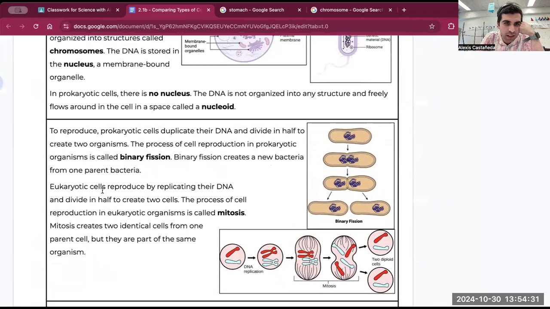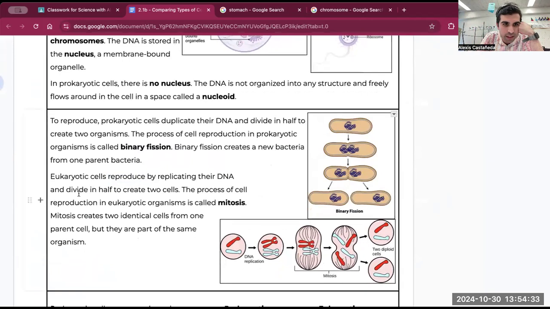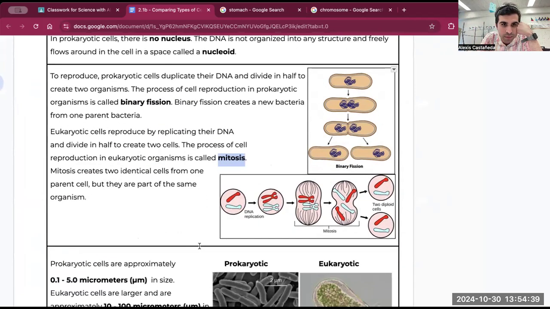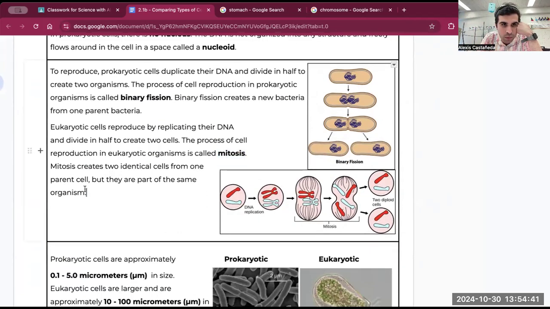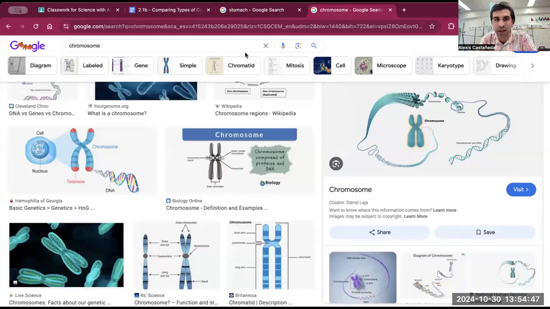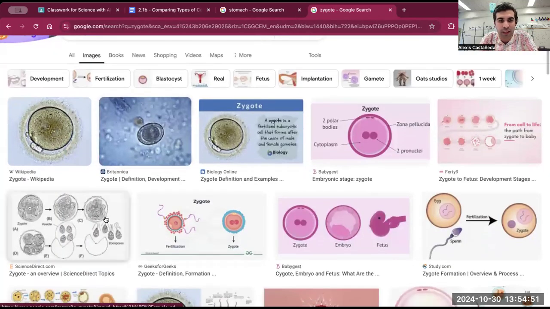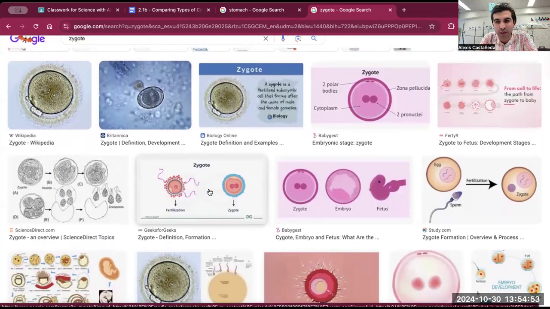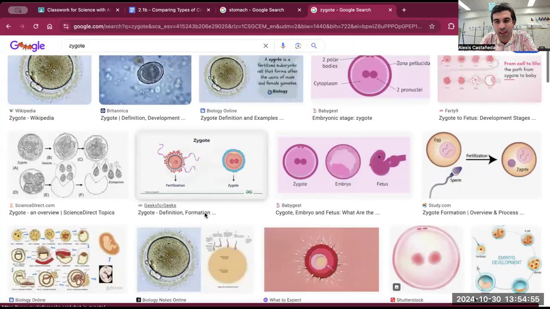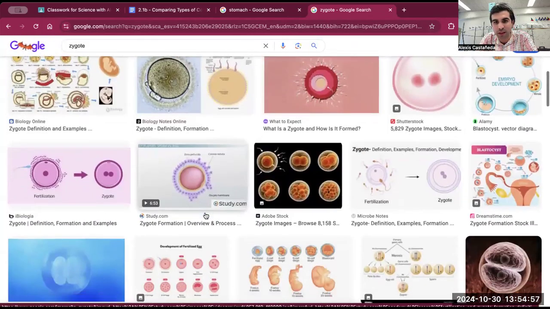Here it says eukaryotic cells reproduce by replicating their DNA and dividing in half to create two cells. The process of cell reproduction in eukaryotic organisms is called mitosis. Mitosis creates two identical cells from one parent cell, but they are part of the same organism. This happens in our body. If you think about a zygote, this is how our bodies start off. When a sperm and an egg unite, they form a zygote.